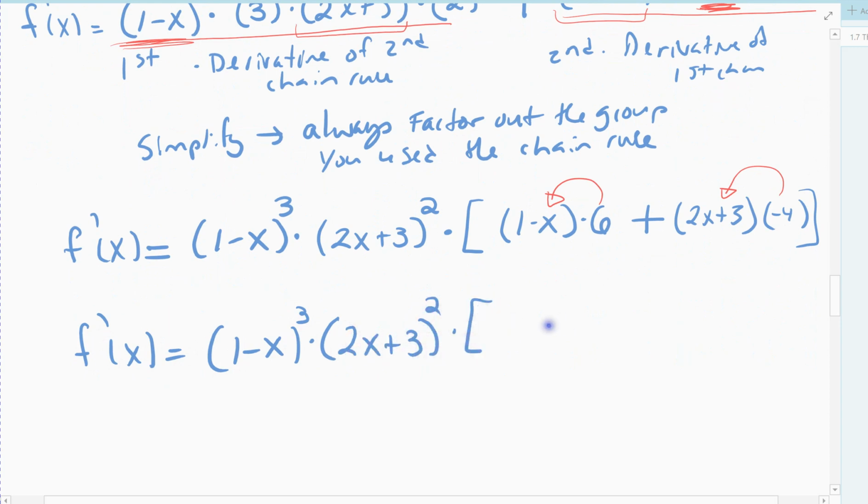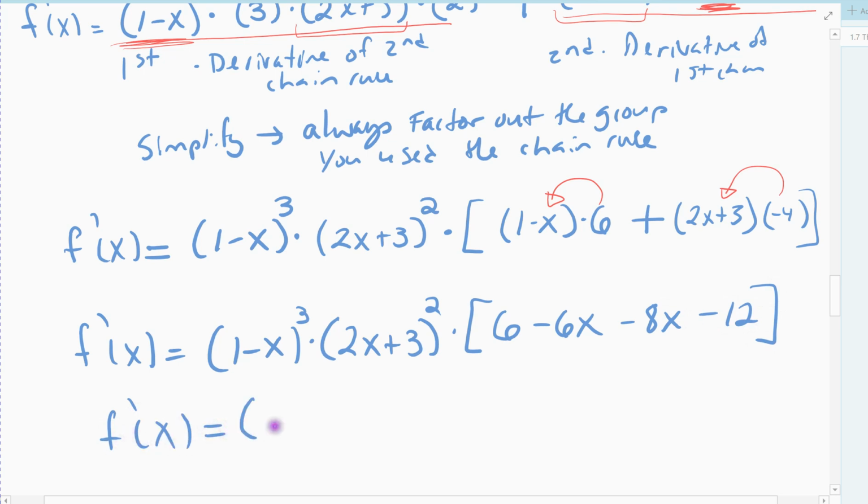Inside my bracket, I'm still simplifying, so I've got a 6 minus a 6x when I distribute. I've got a negative 8x minus a 12 when I distribute there. And then my last step is to collect my like terms in that bracket. So these come along again. And then when I get to my last step, you can leave it in brackets. It doesn't matter. It's a grouping symbol. But I put parentheses back when I know I'm done simplifying. And I know I'm done simplifying once I collect my like terms.